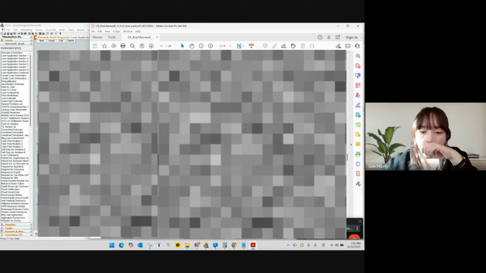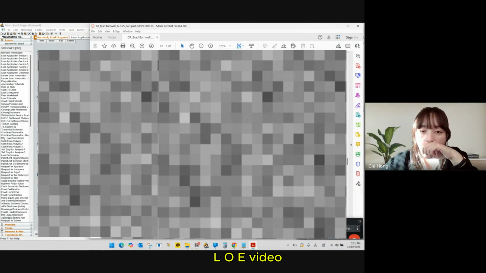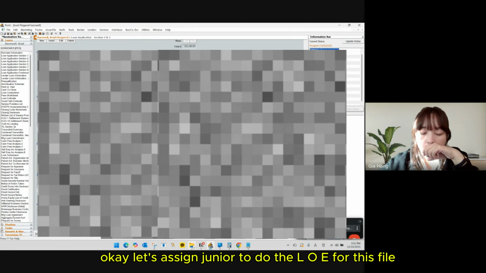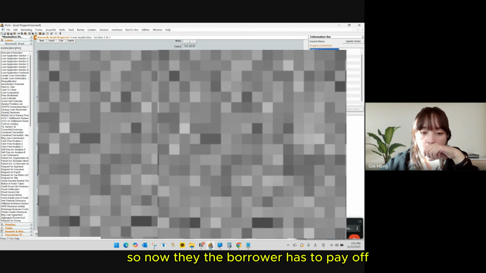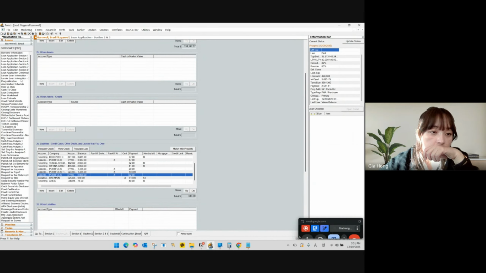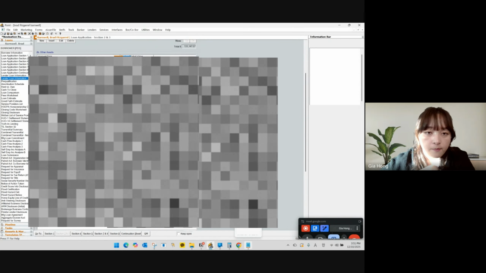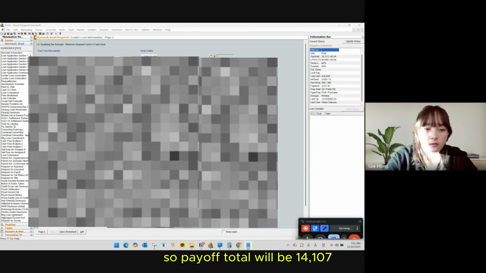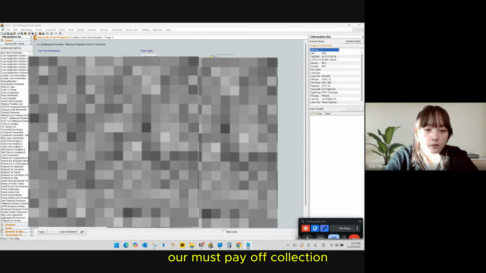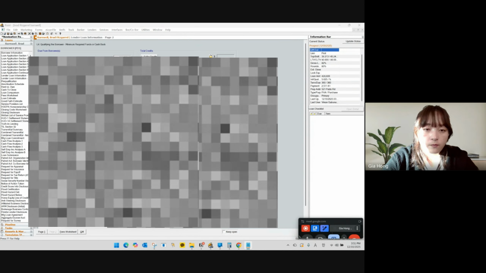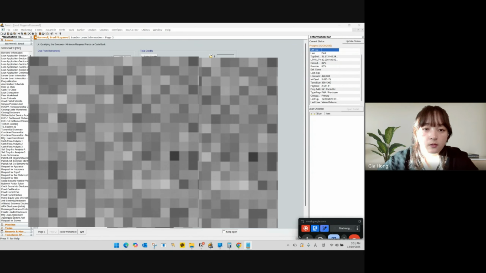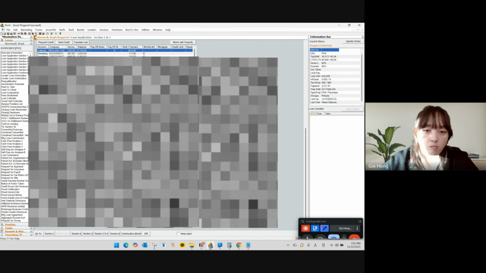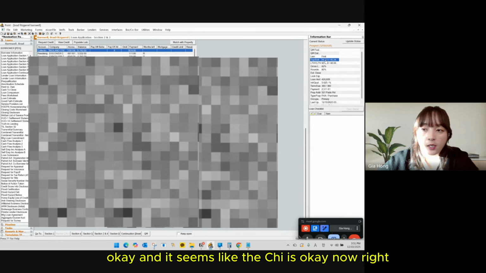Yep, that's it. Did you assign Junior to do the LOE? Vivian? Not yet. Okay, let's assign Junior to do the LOE for this file. So now the borrower has to pay off. Let's go to the lender loan information. So payoff total will be 14,107. Borrower must pay off collection total 14,107. Okay. And it seems like DTI is okay now, right?